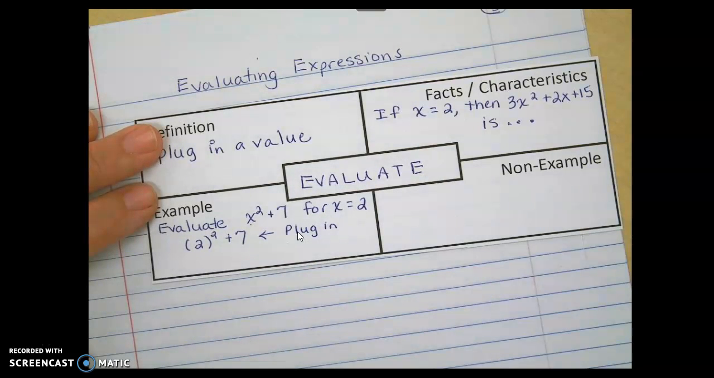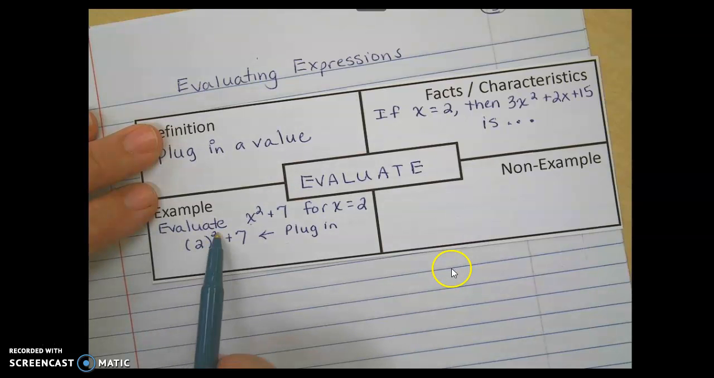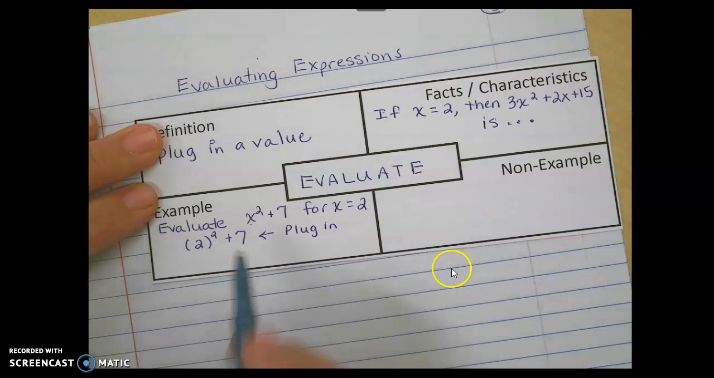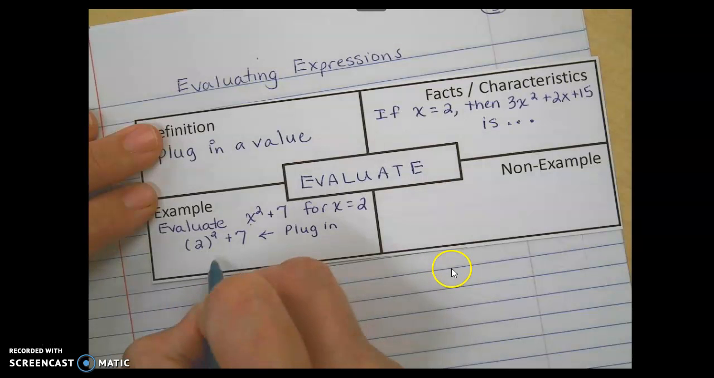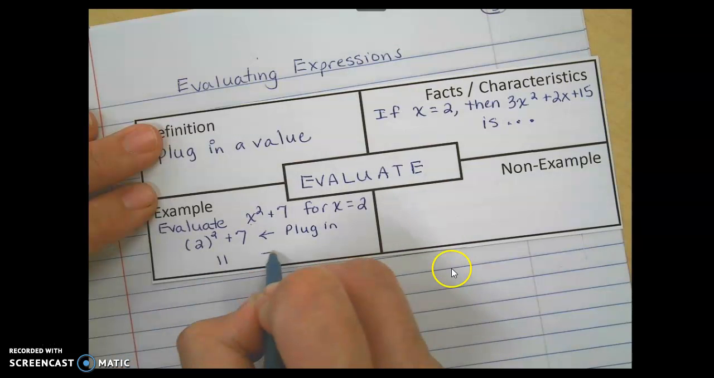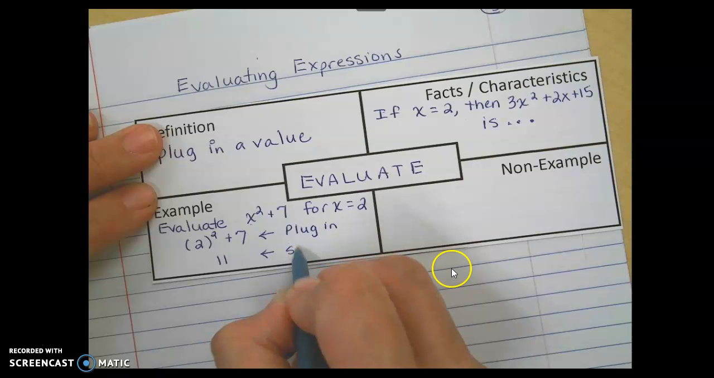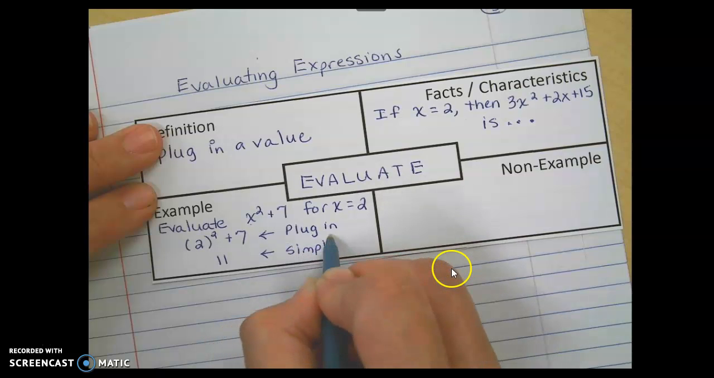Now in the next step, we are going to simplify. 2 squared means 2 times 2. 2 times 2 is 4. Plus 7 makes 11. So I have just simplified that.